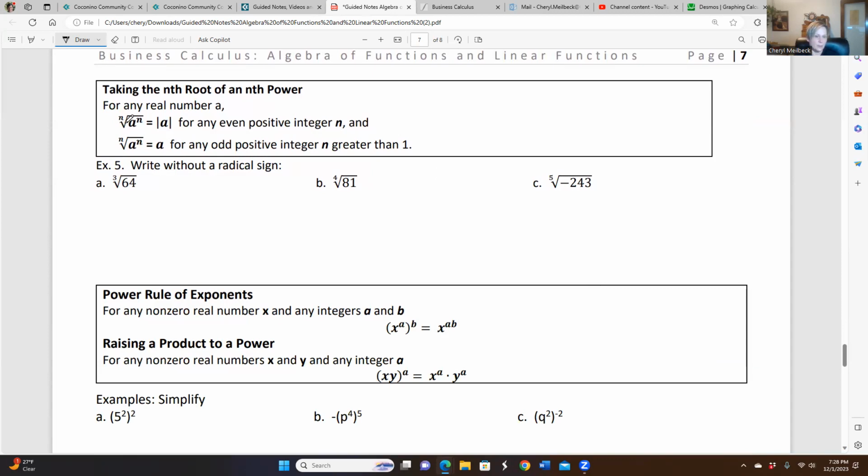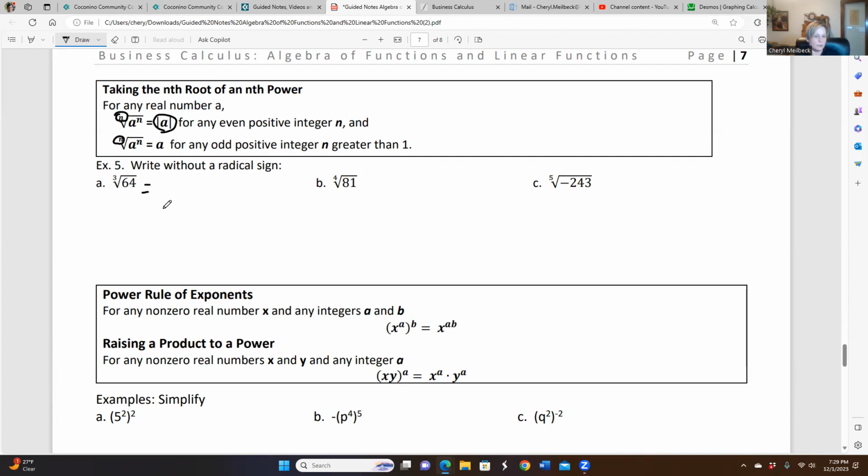So if you have the nth root of a to the n, that will equal the absolute value of a for any even positive integer n. And if you have the nth root of a to the n for any odd positive integer n greater than 1, then that will equal a. What this is saying essentially is that if n is even, then you need the absolute value of a. If n is odd, a can be positive or negative.